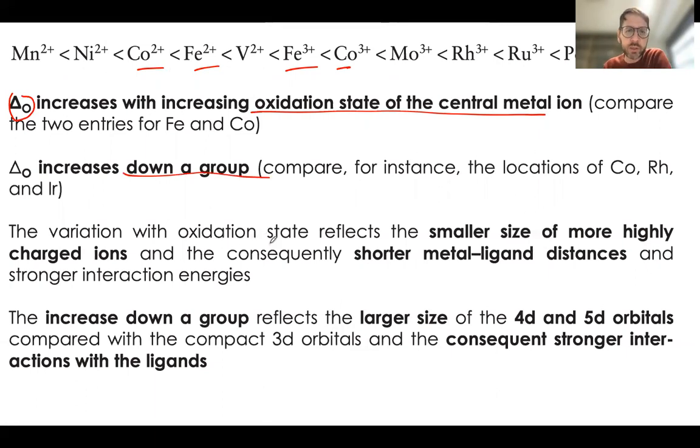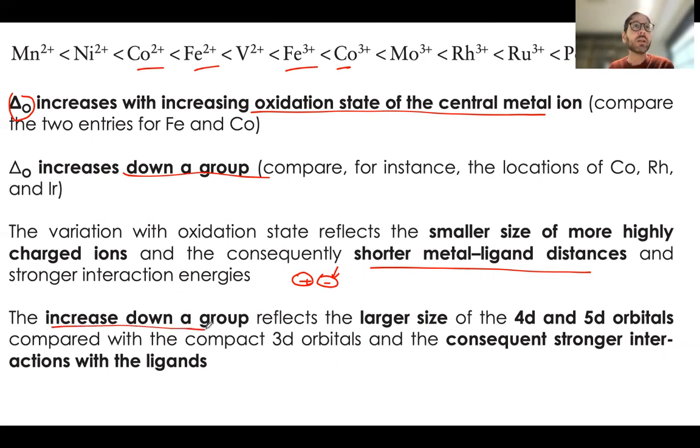So the variation with the oxidation state reflects that the larger the oxidation state, the smaller is the cation and the larger is the charge. And this means shorter metal ligand distances, and then we have electrostatic interaction, and this means stronger interaction energies. If we have stronger interaction energies, we have a stronger repulsion of this negative charge to the d orbitals, and this will lead to a larger ligand field splitting.